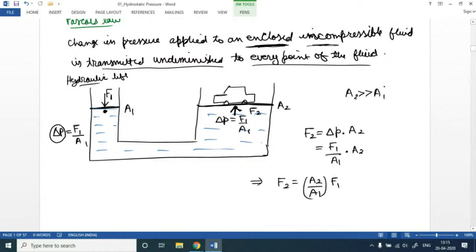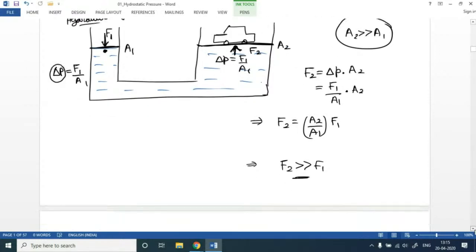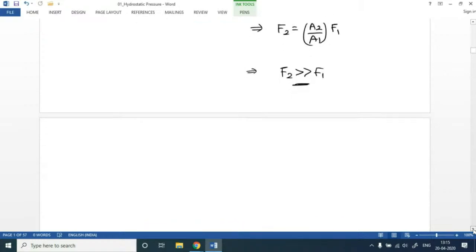Okay, so as we have seen that A2 is much greater than A1, so that will make sure that F2 will be much greater than F1 as well. So the thing is, just by applying a small force, you are able to lift a heavy object by applying a larger force F2. So that is the concept of hydraulic lift, and that is very useful in order to lift a heavy object. So this was the concept of Pascal's law.